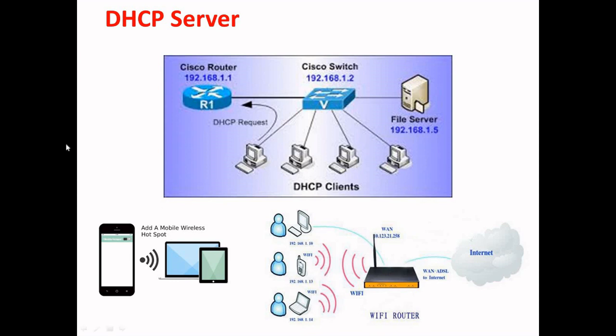Some examples of DHCP servers are the DHCP server running on a Cisco router, or on a file server, either Red Hat or Windows, or the DHCP server running on a mobile hotspot or a Wi-Fi router for internet. In all cases, we use it for getting the IP address from the router. All these client machines are not assigned an IP address manually; they get the IP address automatically.